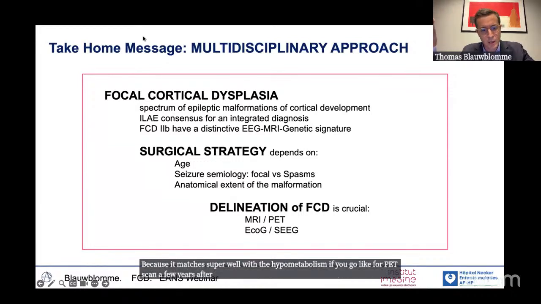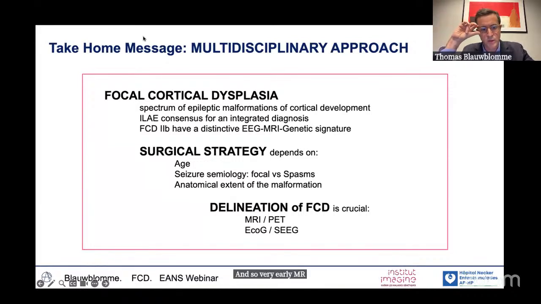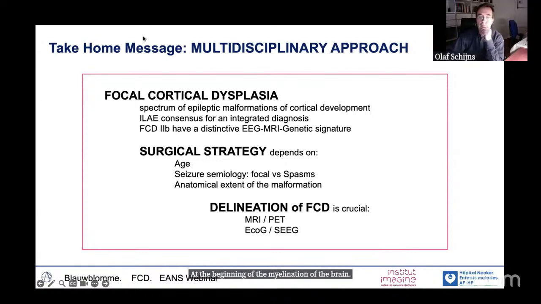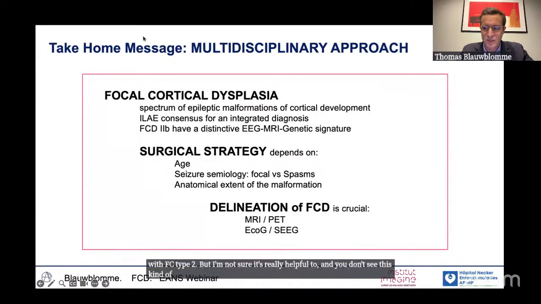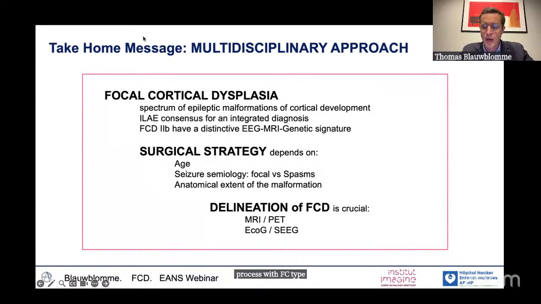So a very early MRI in this patient, at the beginning of the myelination of the brain, will show you advanced myelination that really matches with FCD type 2. But you don't see this kind of process with FCD type 1, with MOG. And on MRI, there is a blind window when the patient is around 12 or 18 months, where the myelination is really a problem, and you don't see the white matter very well in these patients.